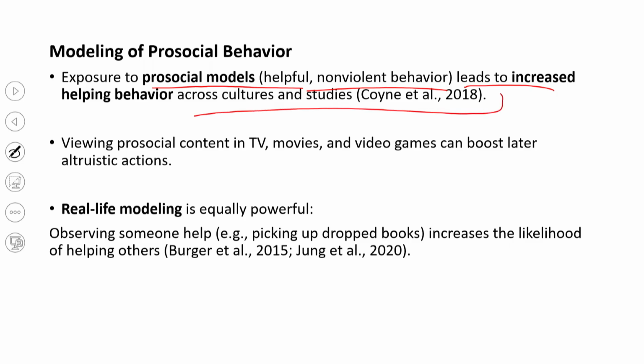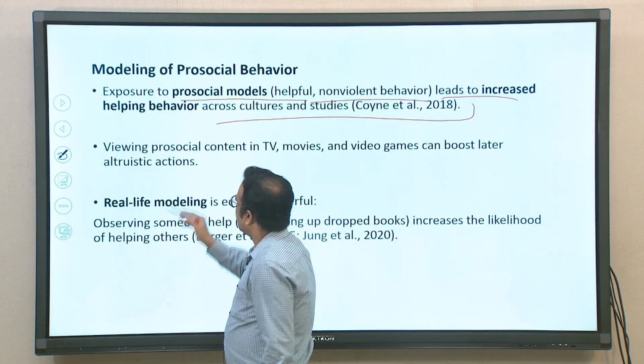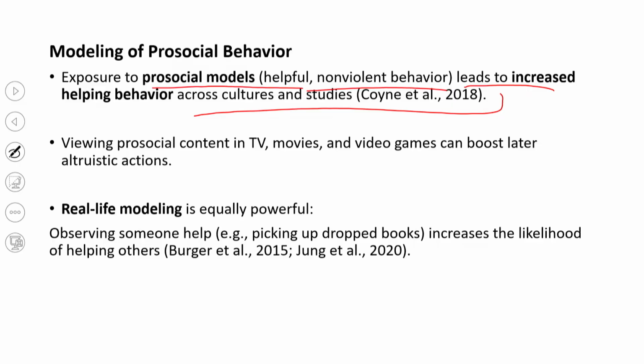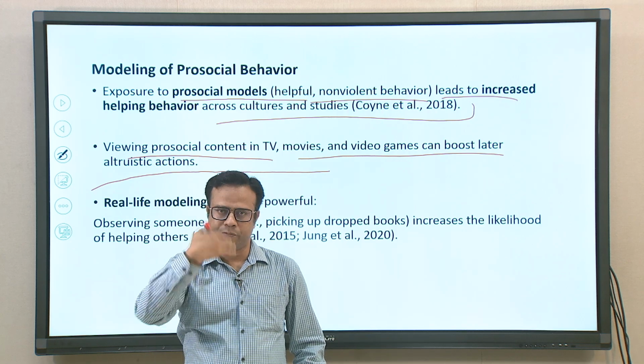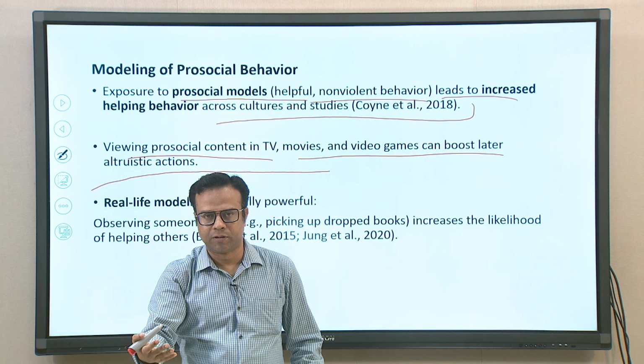Research shows that when people are exposed to other people helping other people or doing some good actions, they are also more likely to do that by looking at other people's behavior. So, pro-social models stimulates pro-social behavior. Not only real life exposure, viewing pro-social content in TV, movies and video games can boost later altruistic action. So, if you see some good content in TVs also and medias also, that can also boost your pro-social tendencies.